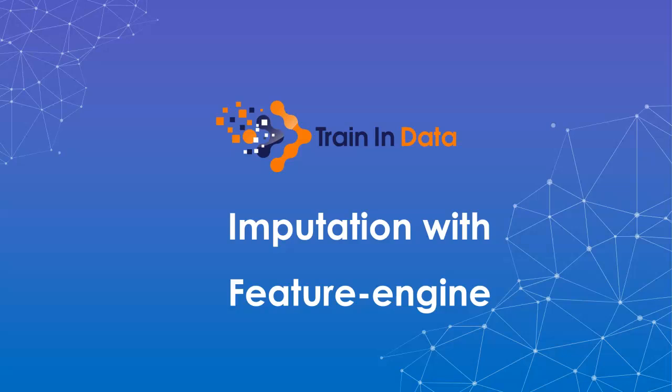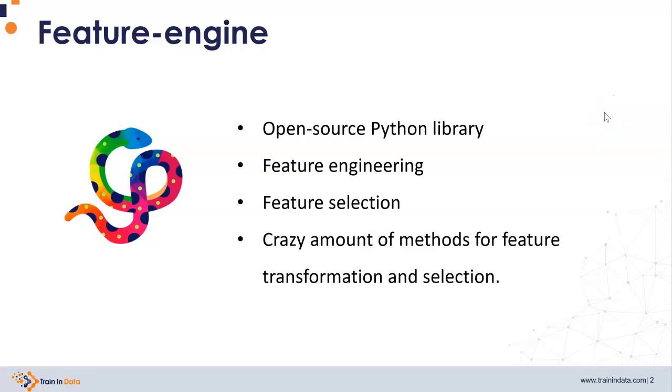The last open source library that we will discuss in this section is called Feature Engine. Feature Engine is an open source Python library that I created originally to accompany this course, but now has gained a lot of popularity. It contains transformers to perform feature engineering methods and also feature selection methods. And this is perhaps the library that contains the widest collections of methods to perform feature transformation and selection.